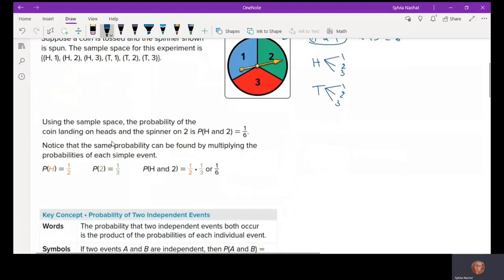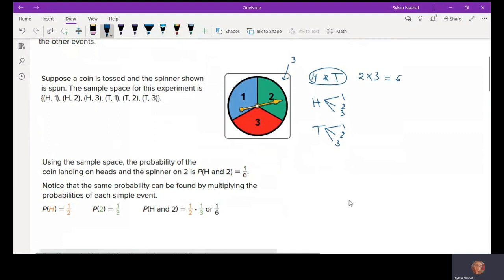So using the sample space, the probability of the coin landing on heads and the spinner on 2 is the probability of head and 2. It's only this one. So we have only one possible outcome for this event, and the probability is 1 over the total possible outcomes, that is 6. We can find this also by multiplying the probability of heads by the probability of having a number 2 on the spinner. If you multiply 1 over 2 times 1 over 3, it will give you also 1 over 6.